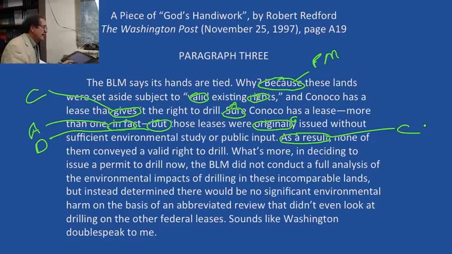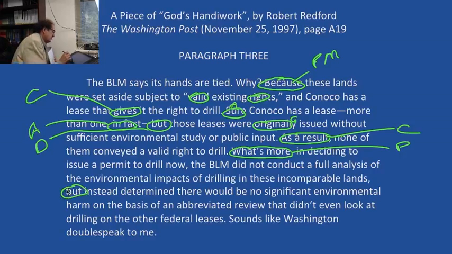None of them conveyed a valid right to drill. What's more, now we're indicating there's a separate argument, there's a new premise coming, another reason for the same conclusion. In deciding to issue a permit to drill right now, the BLM did not conduct a full analysis of the environmental impacts of drilling in these incomparable lands, but discounting, right?